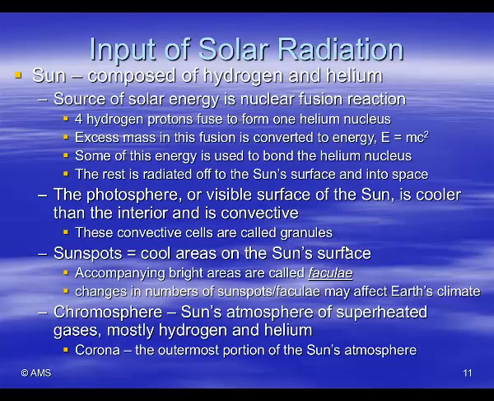The excess mass in this fusion reaction is converted to energy, where the energy is equal to mc squared, where m is the mass that was lost, and c is the speed of light. And this equation came from Einstein, so E equals mc squared. Some of the energy is used to bind the helium nucleus. The rest is radiated off by the Sun's surface into space.